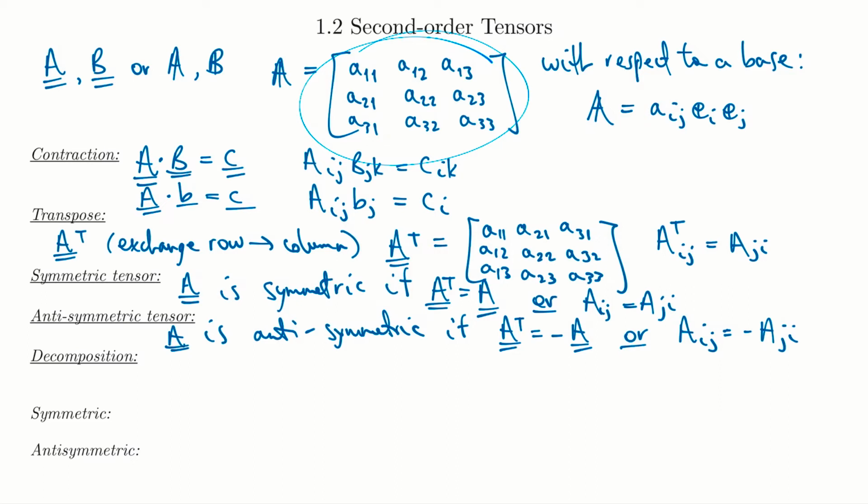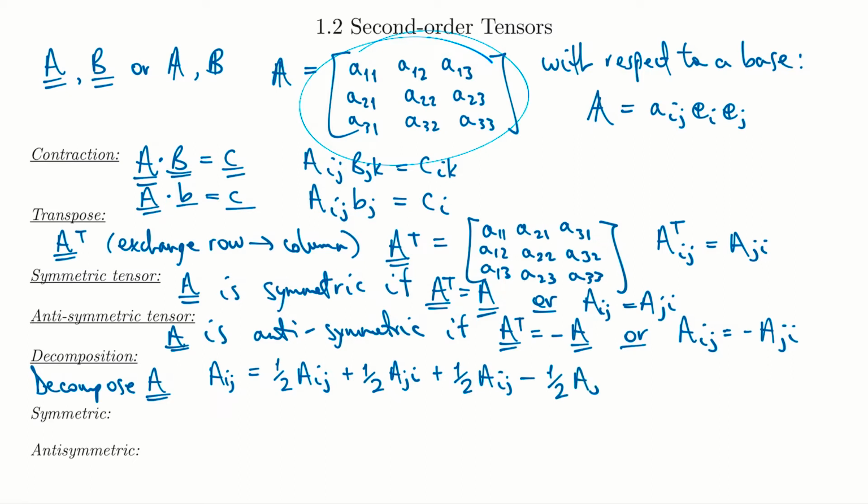Okay, now let's look at decomposition. So if I say I want to decompose A, what I mean by that is that I can take A_ij, and I'll just split it up and I'll say, okay, so that's going to be equal to half A_ij. And then what I'll do is I'm going to add half A_ji. I'm going to add another half A_ij, and then I'm going to subtract half A_ji. Now we see that that is still true because I've added half A_ij to give me the full A_ij, and then I have this half A_ji, but I've also subtracted half A_ji, so that equals A_ij.